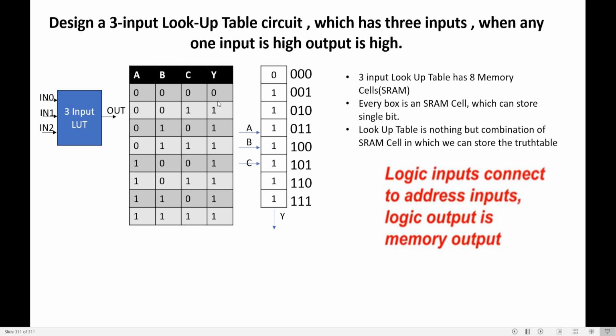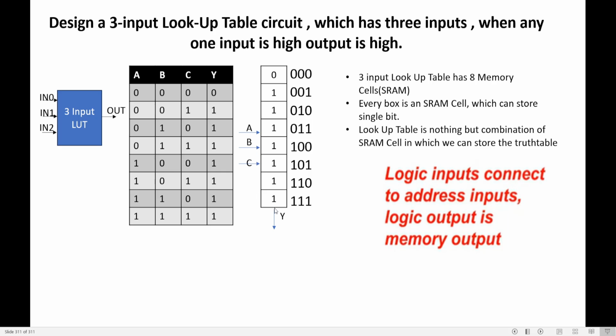Now, the output of this truth table has to be saved in the memory. Can you see? I have 8 memory cells. Each cell can store one bit of information. So what data am I storing in each cell? Whatever output I've got, 0, 1, 1, 1, 1, 1, 1, 1, all these outputs I'm storing in the memory elements. So what is a lookup table? A lookup table is nothing but a combination of SRAM cells in which we can store the truth table. Are we not storing the output of the truth table in the memory?